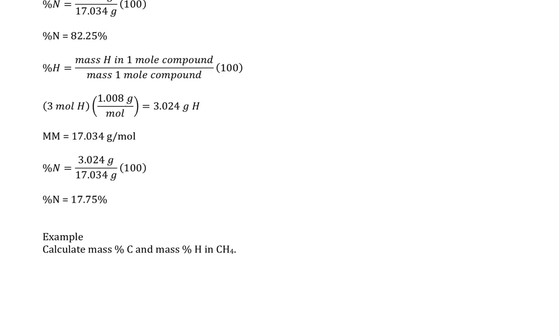17.75%. Another way to get that is to realize that the percent N plus the percent H equal 100, so we could determine the percent H from 100 minus 82.25 and get 17.75% H. All right, now calculate the mass percent carbon and mass percent hydrogen in CH4.